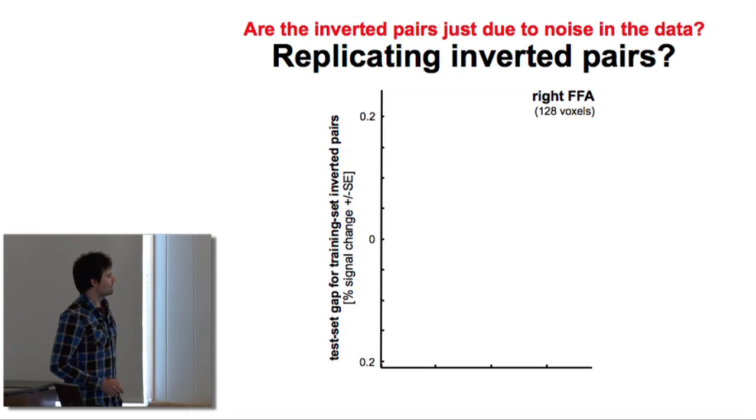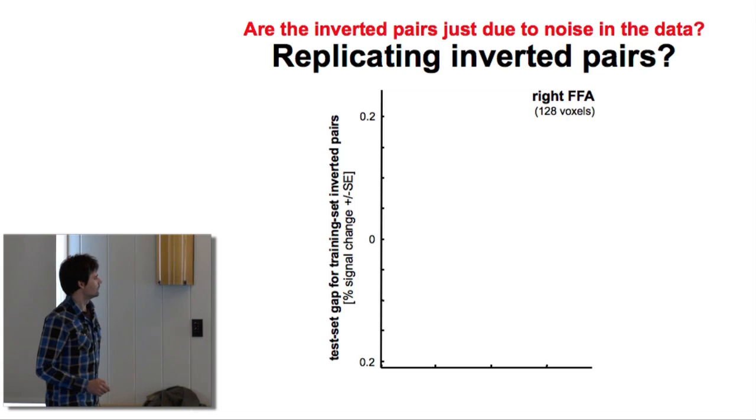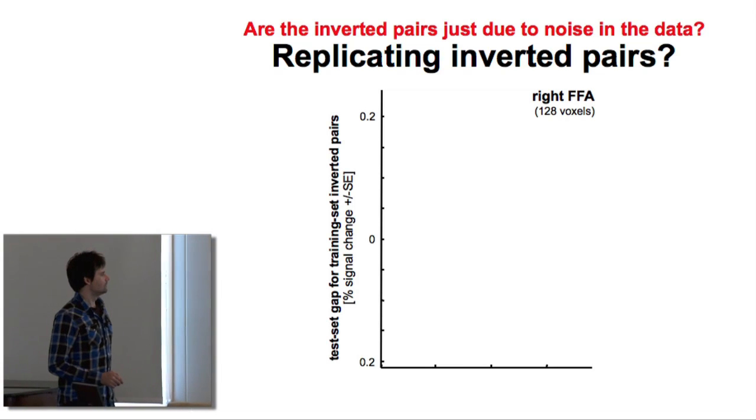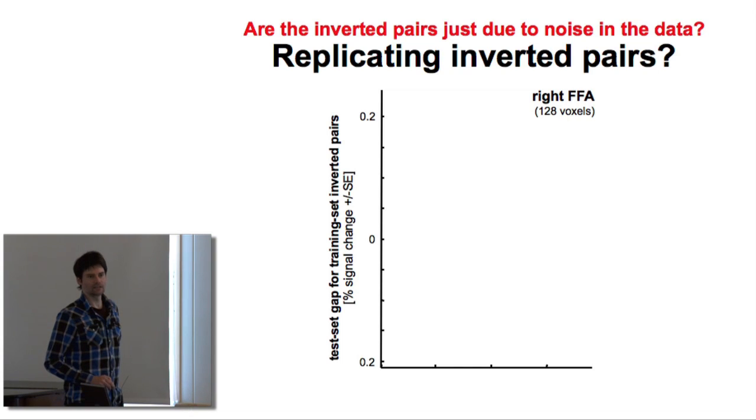So the way I'm testing that, we did several tests on this, but the latest one, and maybe the clearest one, is this one. What I'm showing you is the test set gap for training set inverted pairs. So we take the training set, which is session 1, take the inverted set, and then we look at the activation gap for these inverted pairs in the other data set. Does that make sense?